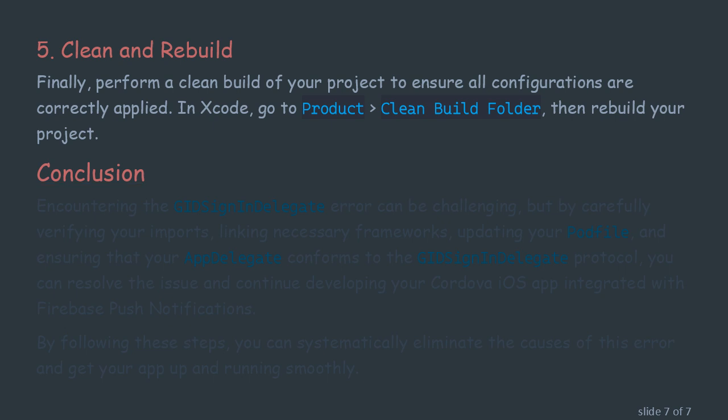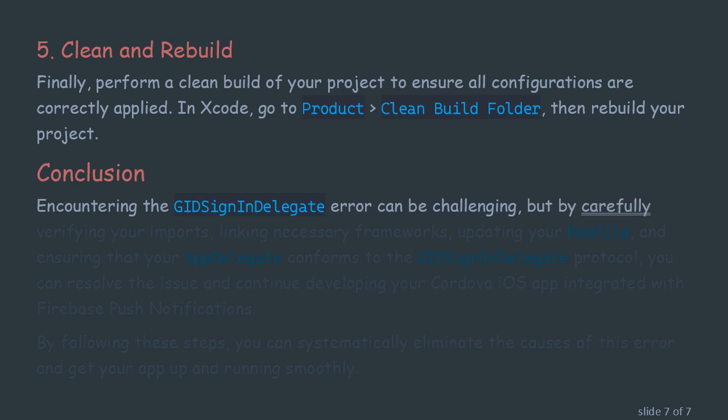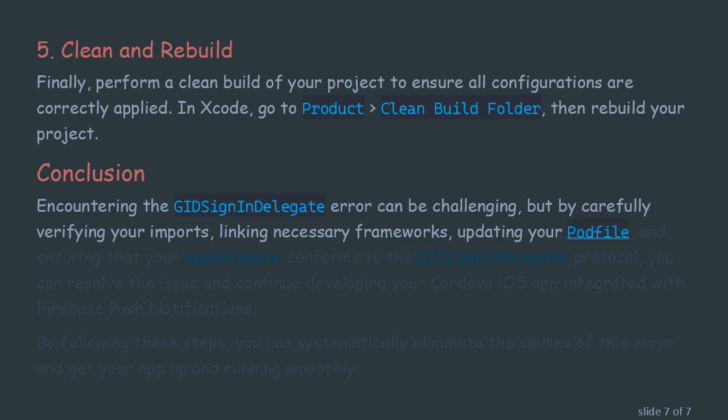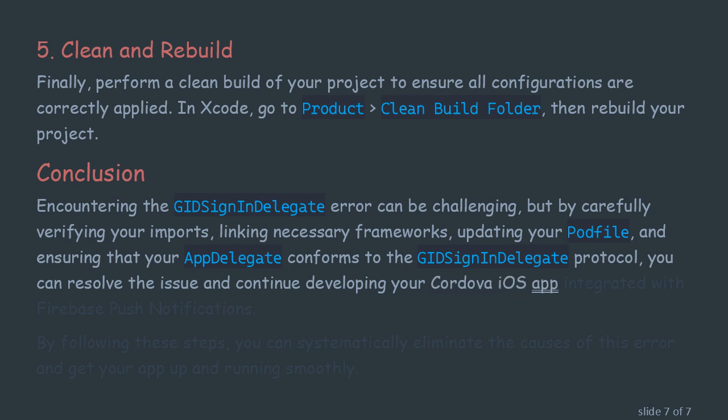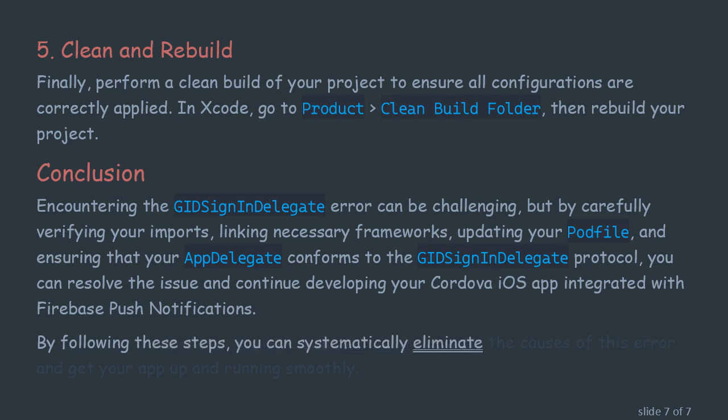Conclusion. Encountering the GIDSignInDelegate error can be challenging, but by carefully verifying your imports, linking necessary frameworks, updating your Podfile, and ensuring that your AppDelegate conforms to the GIDSignInDelegate protocol, you can resolve the issue and continue developing your Cordova iOS app integrated with Firebase push notifications. By following these steps, you can systematically eliminate the causes of this error and get your app up and running smoothly.